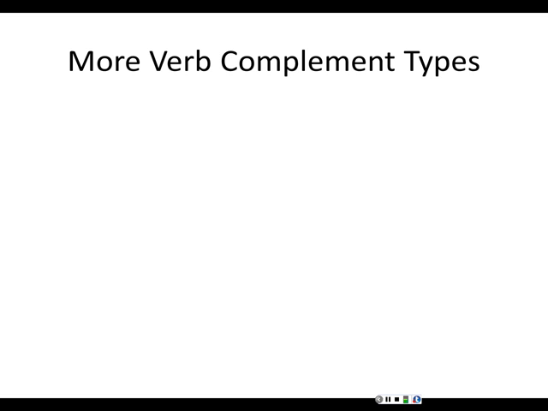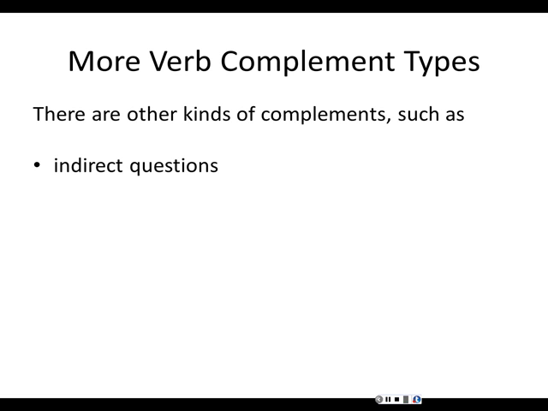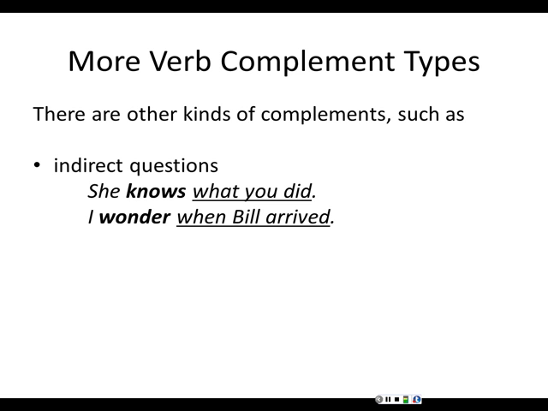Intransitive and transitive are not the only verb complement types. There are some that don't have special names. For example, some verbs take indirect questions as a complement. She knows what you did. So what you did is an indirect question complement. I wonder when Bill arrived. So wonder is your verb and the indirect question is when Bill arrived. And I don't think these verbs have a special name, at least in the grammar books I've taught from.